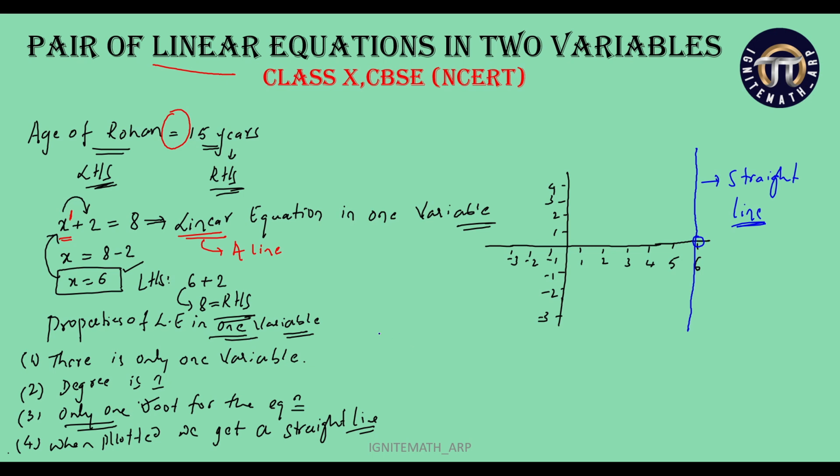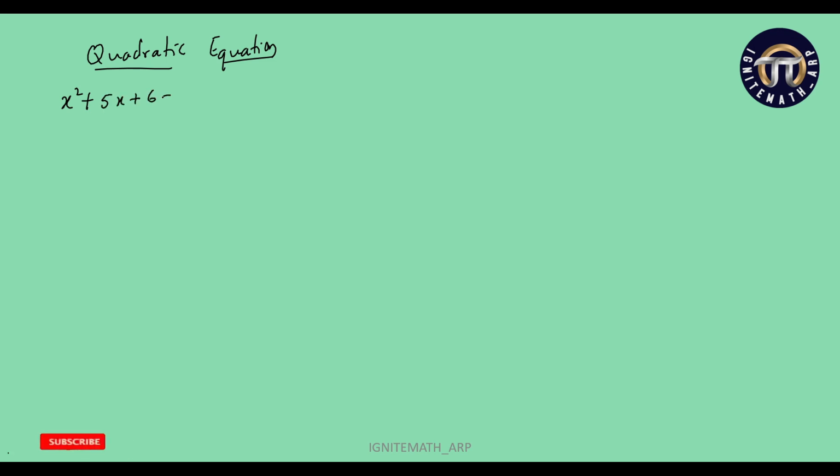Right, all these properties you have learned in your 8th standard and all. Clear. Now we have one more type of equation, that is nothing but a quadratic equation. So what is a quadratic equation? Keep in mind, children, a quadratic equation is like x square plus 5x plus 6 equal to 0. See here, what is the highest power of the variable? Highest power of the variable is 2. Clear? Highest power of the variable is 2, but again there is only one variable.